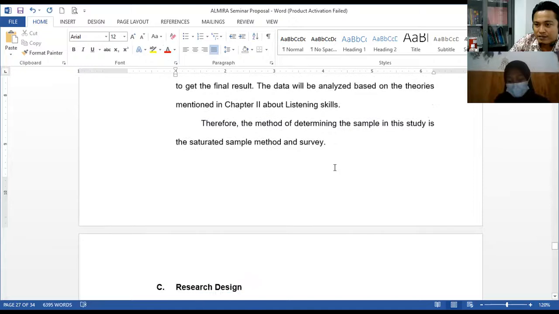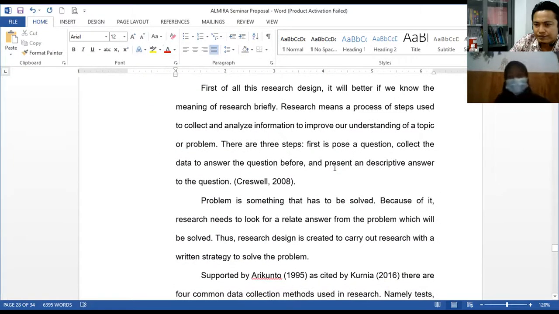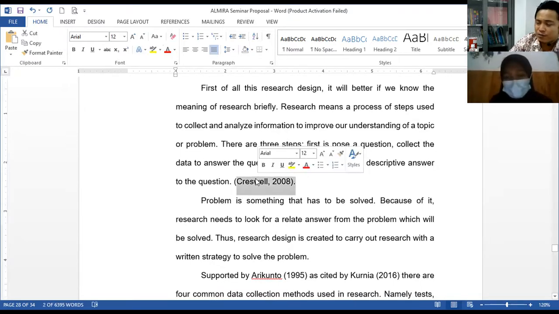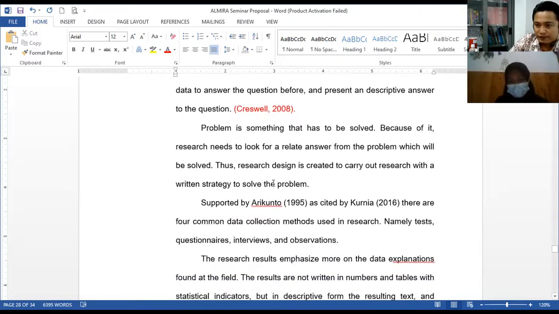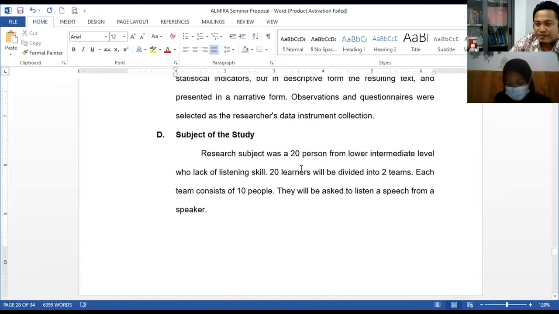And then the method of the study. Okay, Creswell: we have Creswell 2014, but you are still using 2008. No. This is what I hate the most: you are from the English department, and you are citing Arikunto and also Kurnia. You may use Creswell, Nunan, Richards. That will be better. Okay, subject of study.